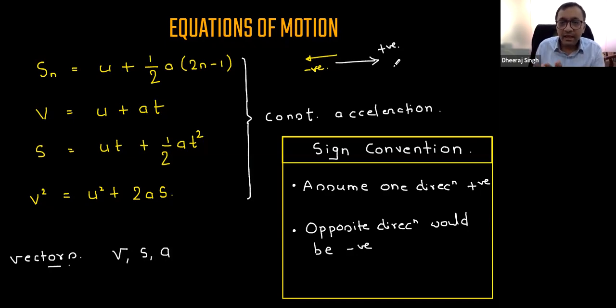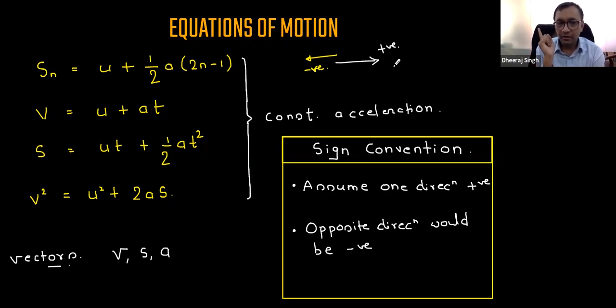Similarly, if you assume downward to be positive, and acceleration is downward, will you write acceleration positive or negative? You'll write it positive, right? Because acceleration is in the direction which you have assumed. So if velocity is upward, will you take it positive or negative? You had assumed downward positive, right? Velocity is upward. So velocity becomes negative.